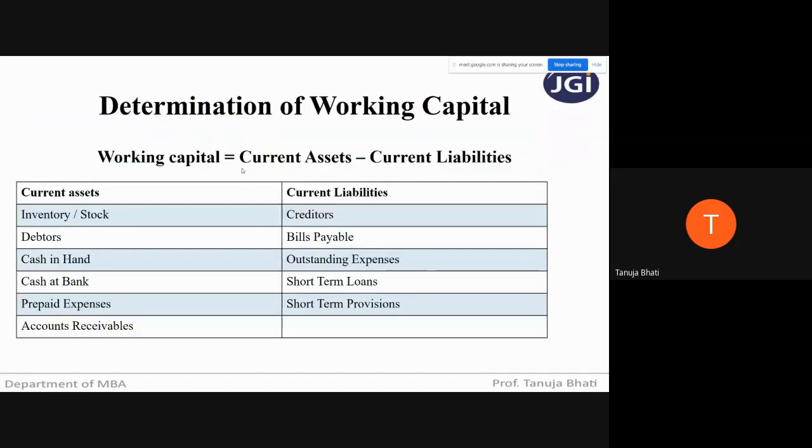So let us understand, how do we determine the working capital? So students, working capital is nothing but current assets minus current liabilities.